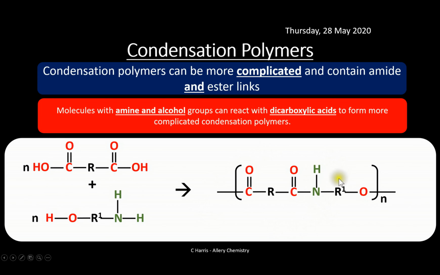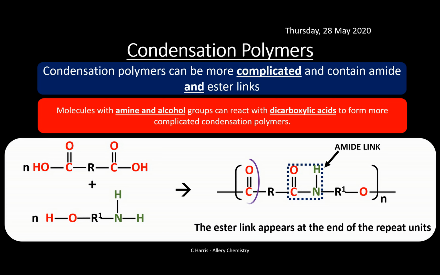And we have our NH group here. So obviously one of the hydrogens has been lost, as is one of the OH, so that forms water. And then obviously you've got your oxygen here, which has lost the hydrogen. That's from this bit here. So you can see that we have our amide link in the middle. There it is. Okay, and effectively the ester link appears at the end of the repeat units. You can see there. So you've got C double bond O and O as well.